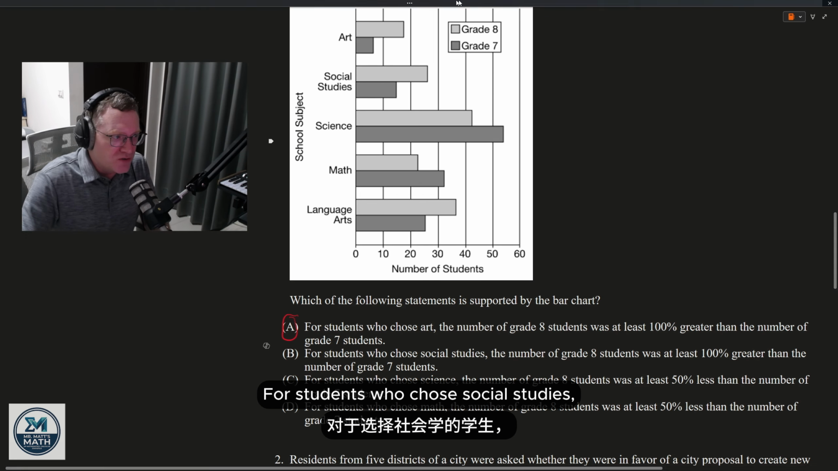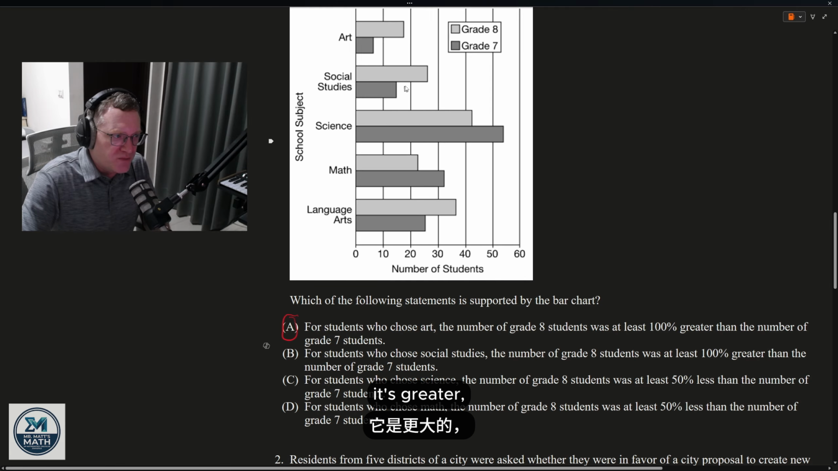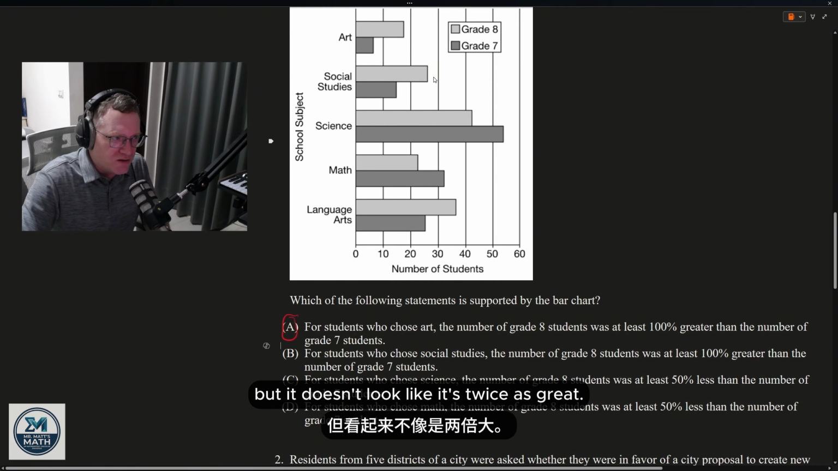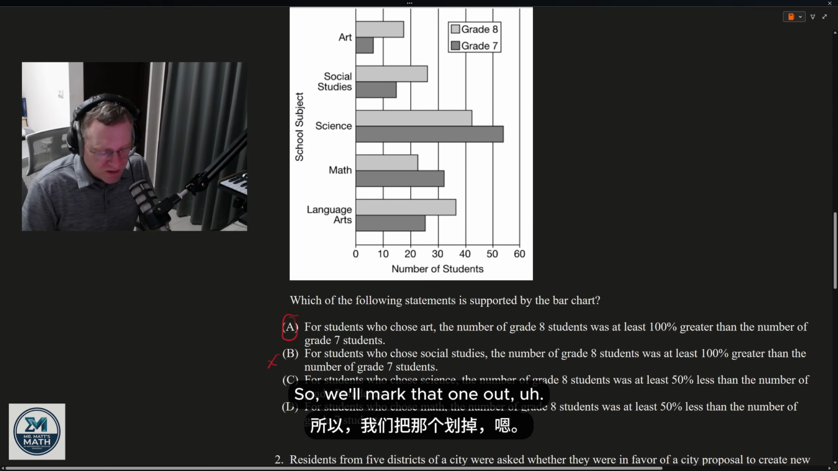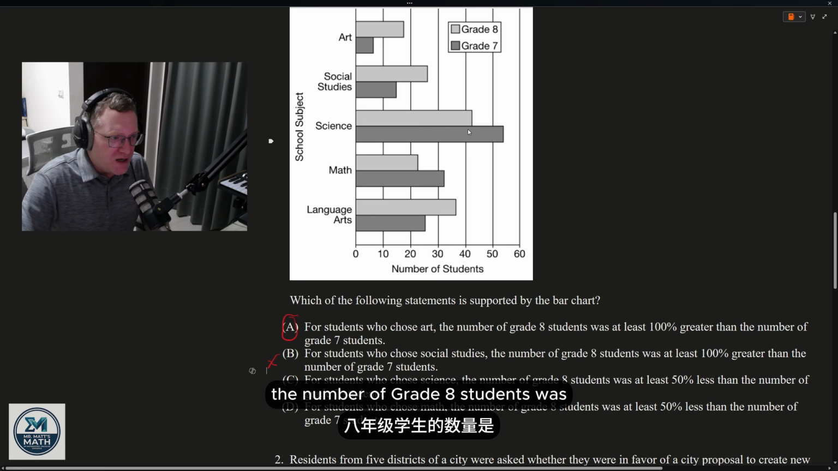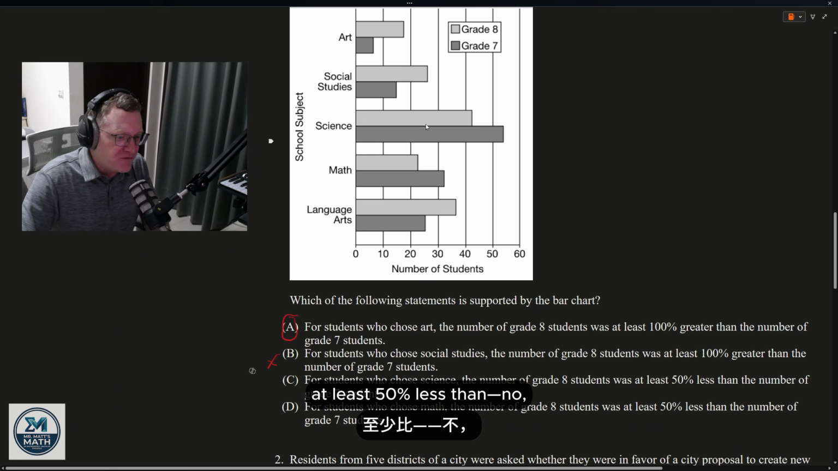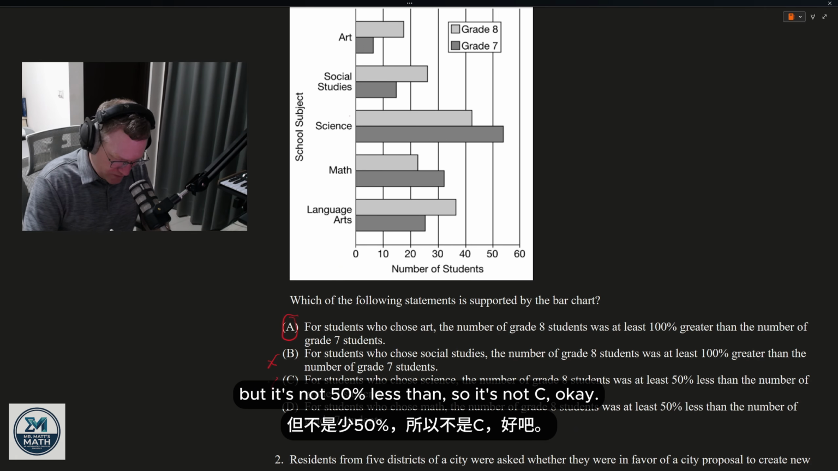For students who chose social studies, that's this one, the number of grade 8 students was at least 100%. Well, it's greater, but it doesn't look like it's twice as great. So I don't think that's the right answer. So we'll mark that one out. C, for students who chose science, the number of grade 8 students was at least 50% less than. No, it's less than, but it's not 50% less than. So it's not C.